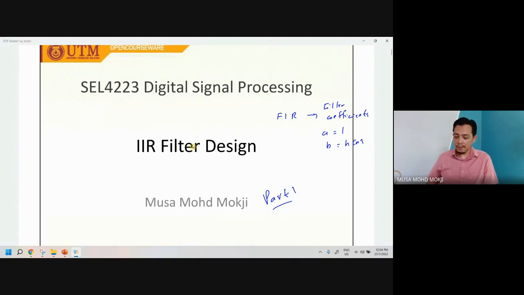For the IIR filter, we have both: A, we have something, and B, we have something. So the design approach will be different, because we're not going to find h[n]. We will find A and B, and these two can be represented either by H(z) or a difference equation.